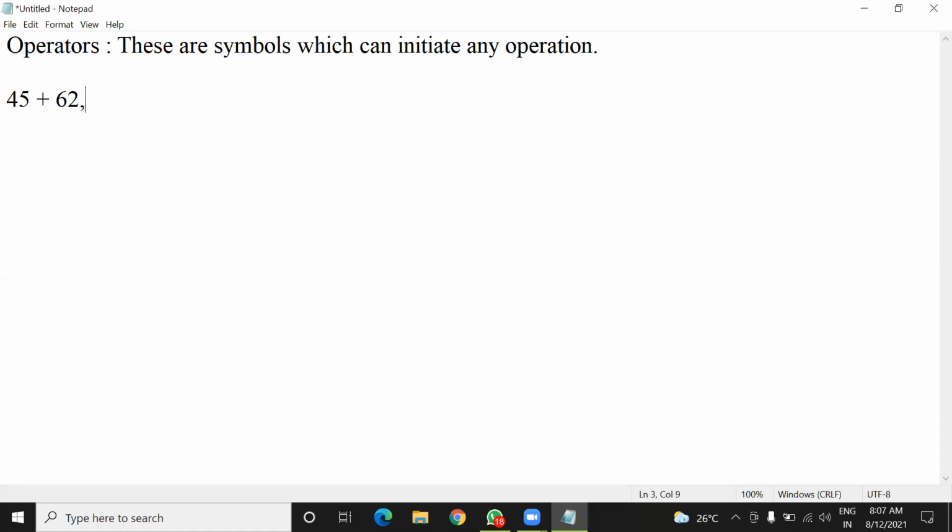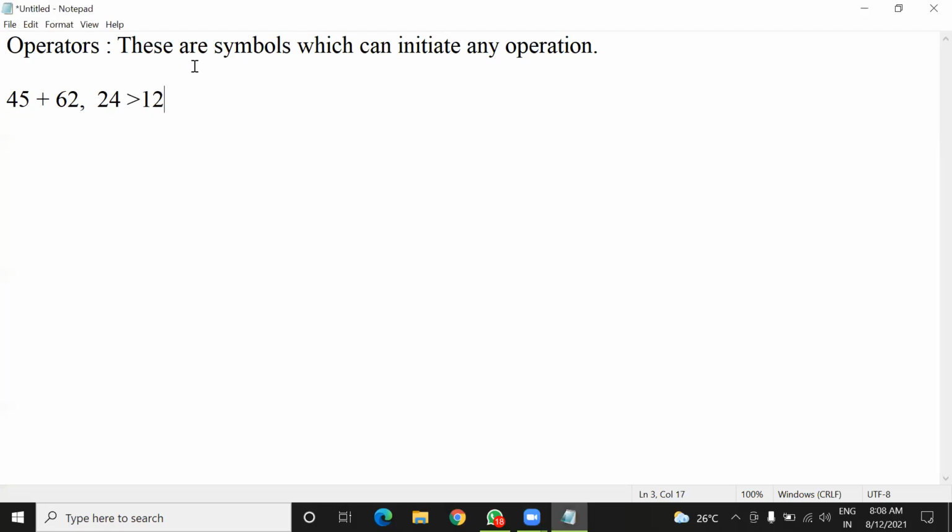You can take another example also. 24 greater than 12. So here we have to compare these two values. This comparison operation is only taking place due to this symbol. Here we have to logically find out whether 24 is greater than 12 or not. So its result will be what? True or false? True.